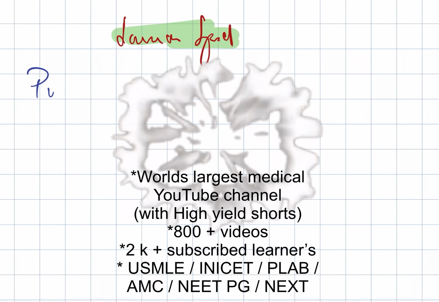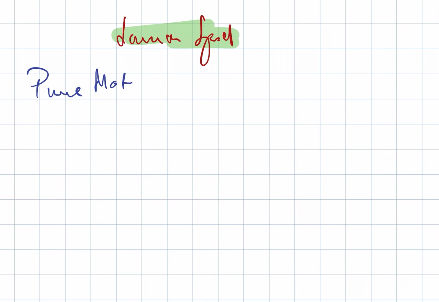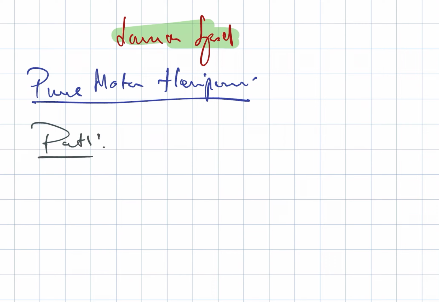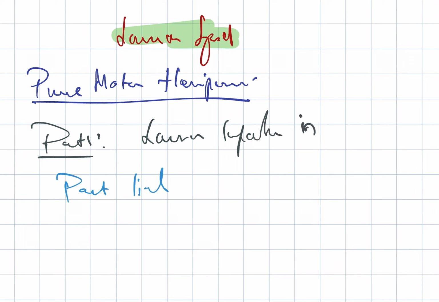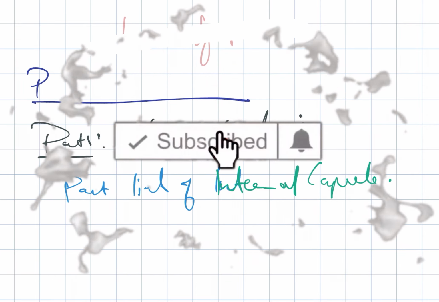Lacunar syndromes. So here we're going to focus on four more common. So pure motor hemiparesis. So looking at the pathology, the lacunar infarction in the posterior limb of the internal capsule. Lacunar infarction in the posterior limb of the internal capsule.